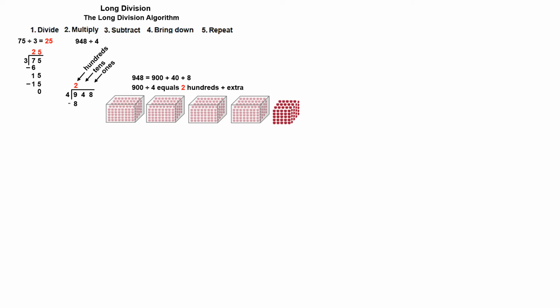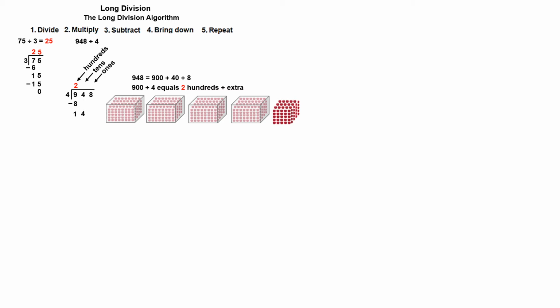The third step is the subtraction step. We write a subtraction sign next to the 8. Subtract 800 from 900. Write your answer directly below the 8. Bring down the next digit of the dividend. Bring the 4 down next to the 1.